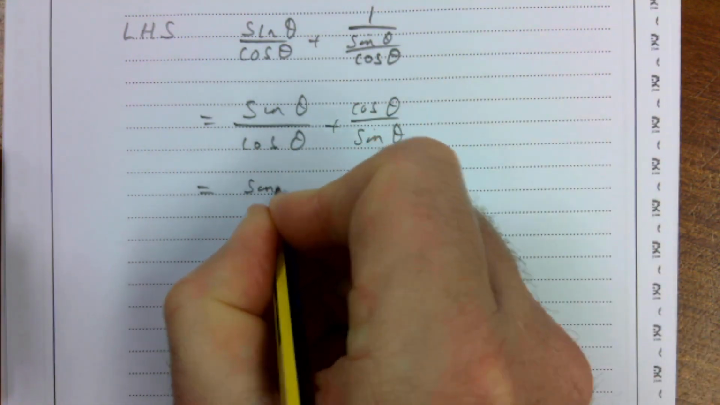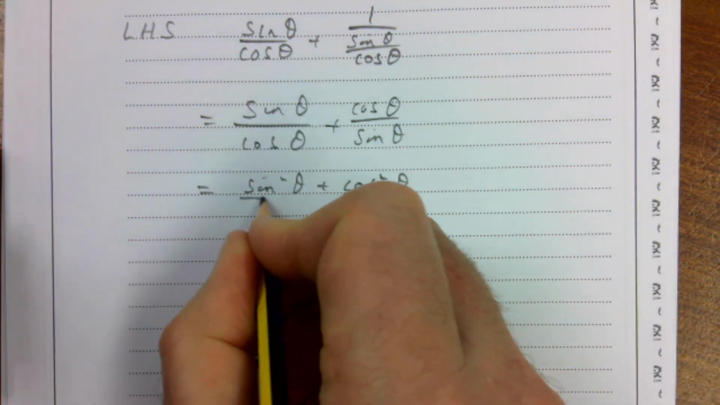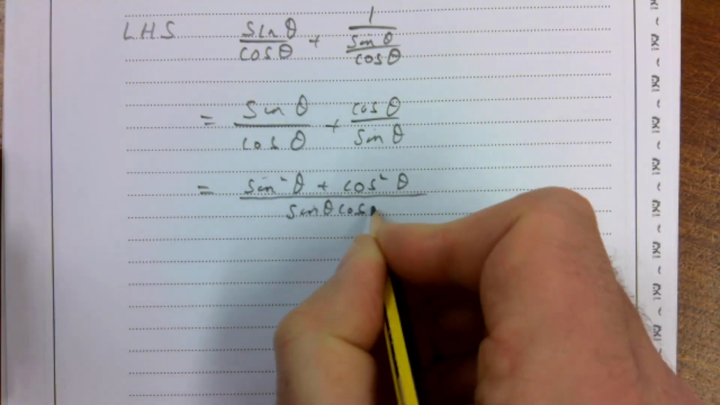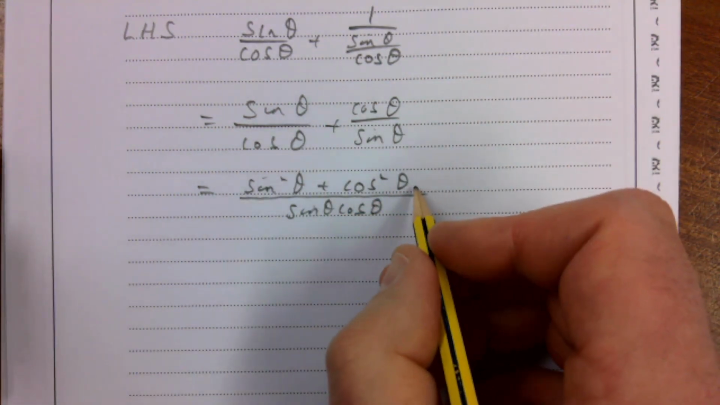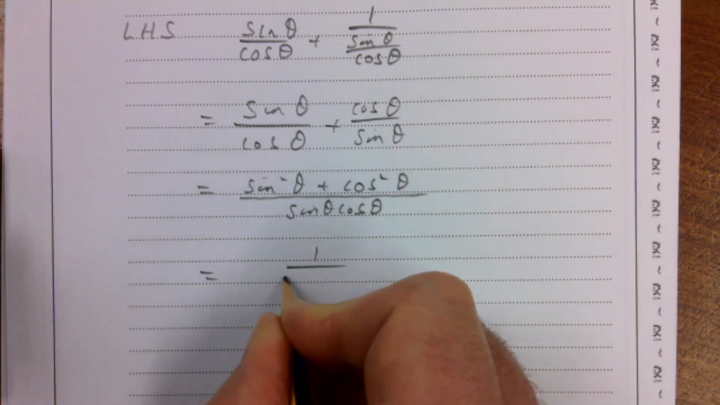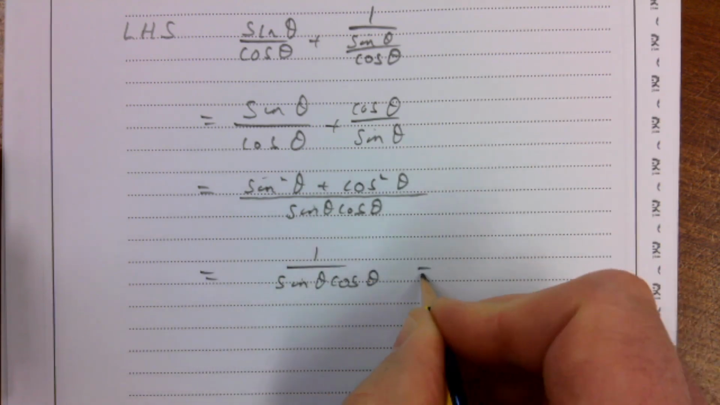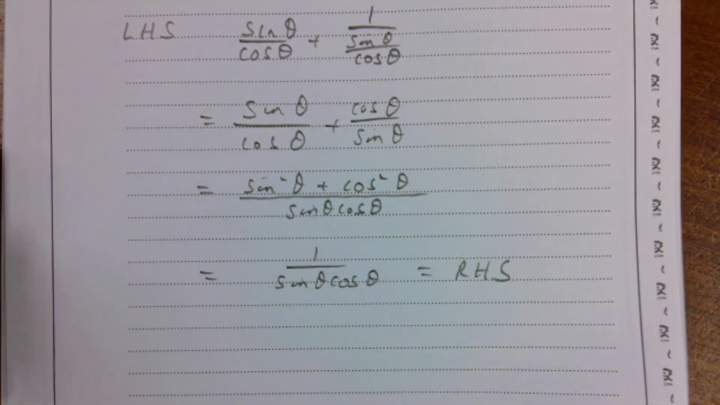So it gives me sine squared theta plus cos squared theta all over sine theta cos theta. And of course we know sine squared theta plus cos squared theta equals 1. So that's 1 over sine theta cos theta, and that of course then equals the right hand side, and that's our identity done.